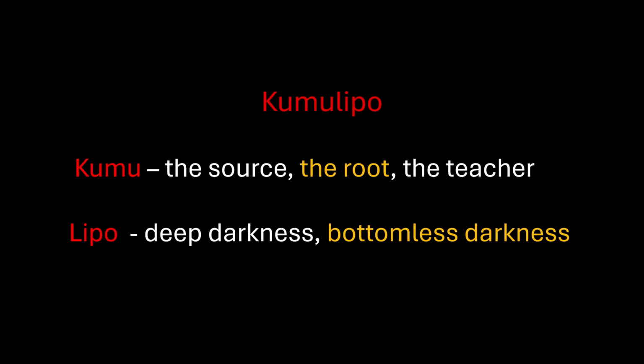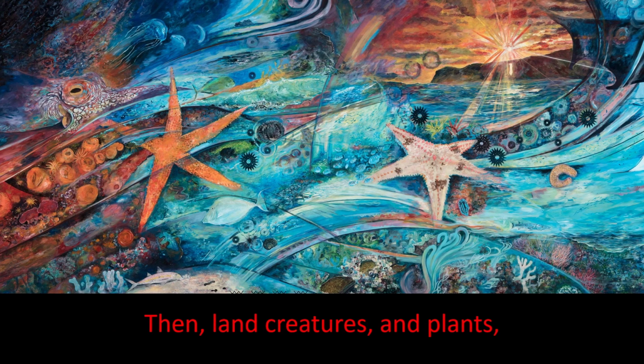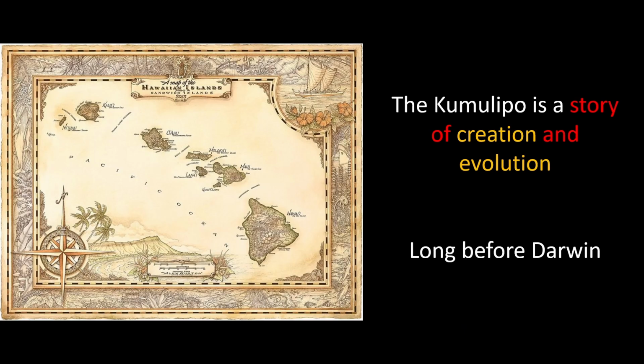And that is, in fact, how our universe started. So it begins in darkness, and it progresses through the birth of the sea creatures, and through the land creatures and the plants, and finally to human beings and the chiefs and ali'i. It follows the ancestry of the Hawaiian people. The Kumulipo story is not only a story of creation, it's a story of evolution as well. And that's an important point that I want to make. And this is long before Darwin ever came up with the idea of evolution.